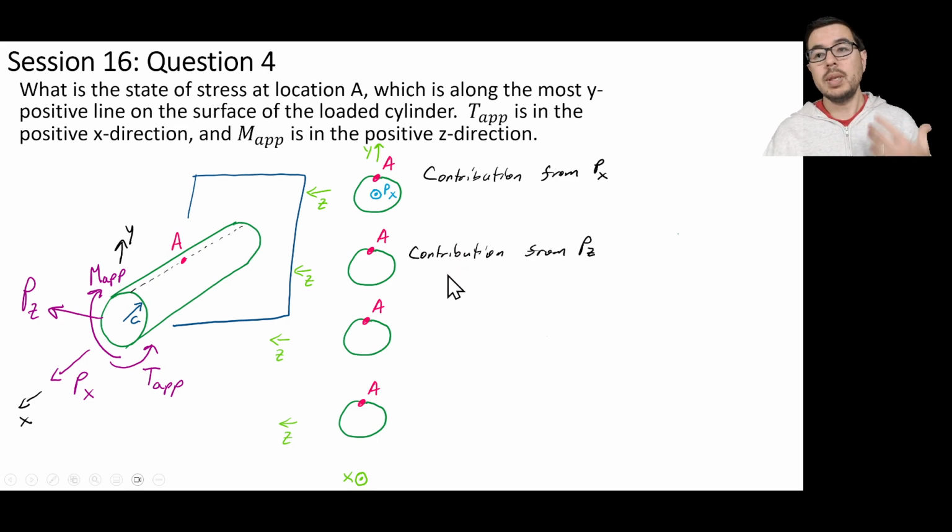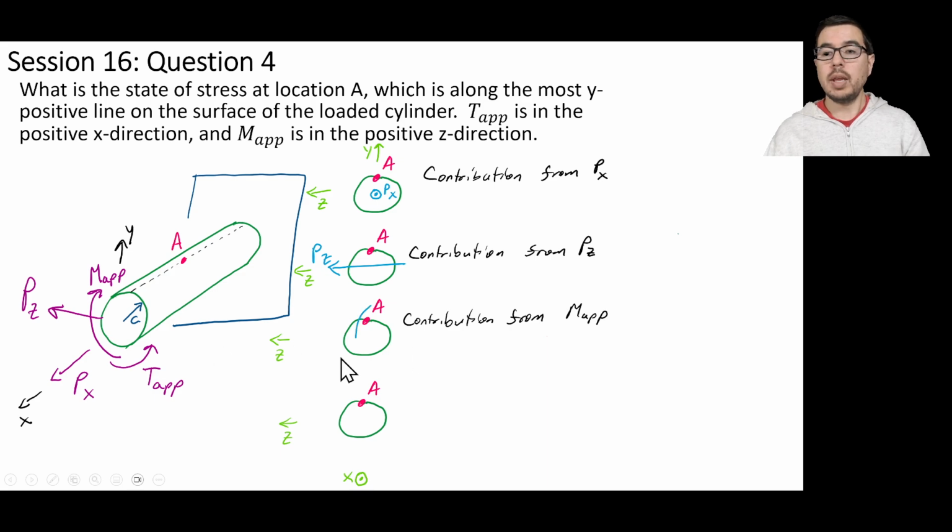Contribution from PZ. Well, as described in the video for question 3, we can simply look at the internal transverse shear force as PZ, same magnitude, same direction as the load being applied at the end of the beam. For the contribution from MAP, we'll just draw it as an applied moment here. And for the contribution from TAP, we will look at it as an applied twisting torque TAP.